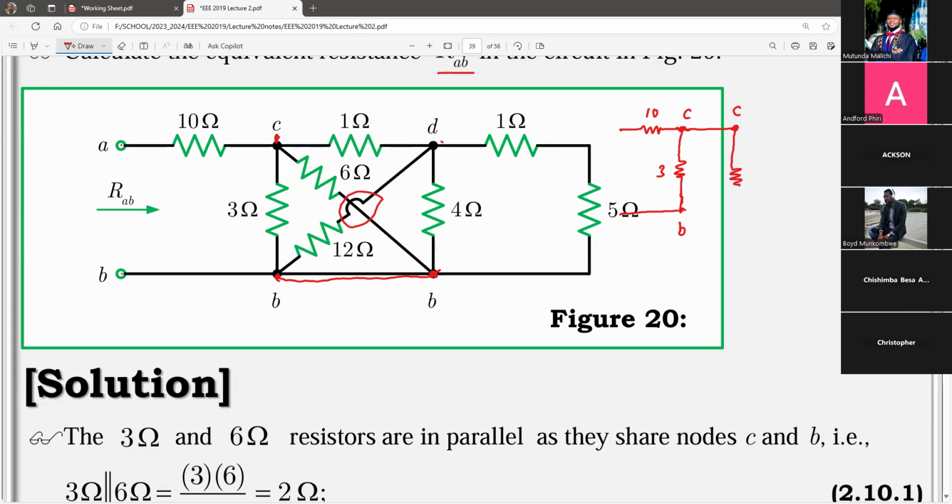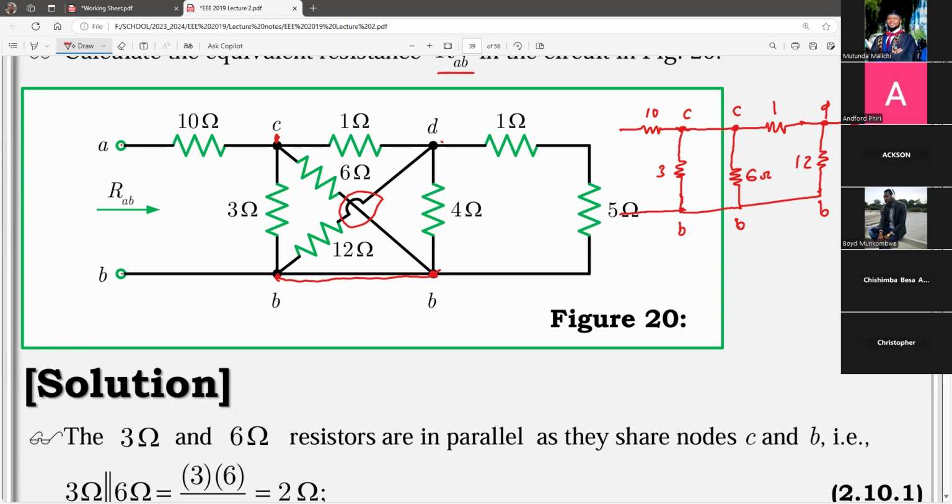We can have the 6 here, 6 ohm, like that, because we know that it's connected to B. Again, we go there, we have a 1 ohm there. Then we get to point D. At D, we have 2 resistors that are connected there in parallel. We have the 12, connected on the other end to B.